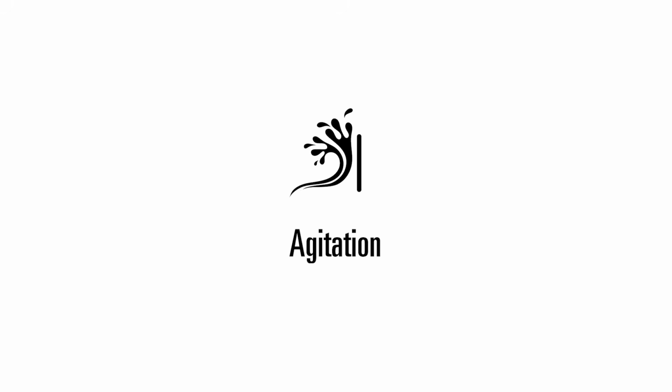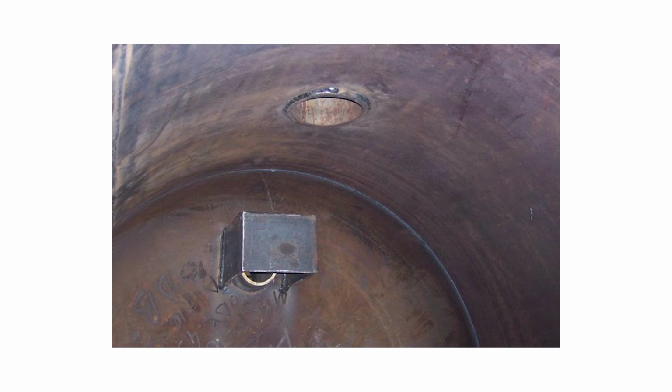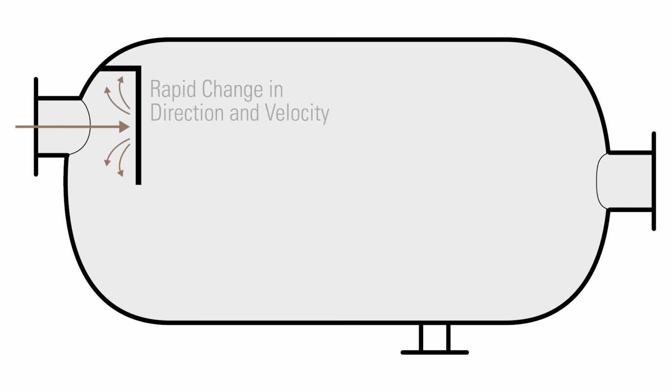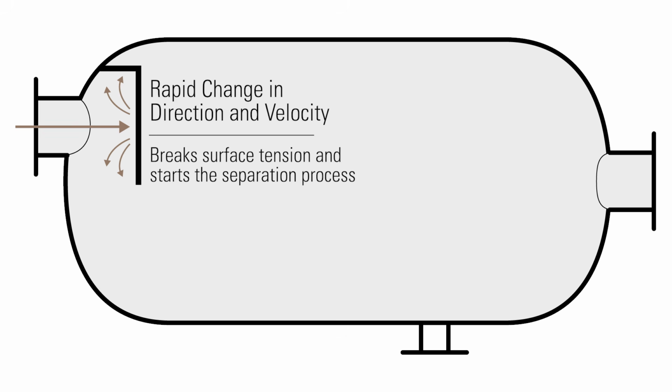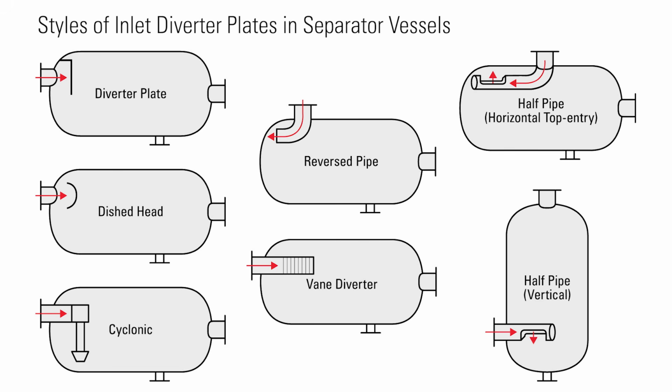Our fourth principle of separation is agitation. A production fluid is agitated when it hits the diverter plate at the inlet of a vessel. The sudden impact on the plate causes a rapid change in direction and velocity, which helps break the surface tension of the liquids and start the separation process. There are many styles of diverter plates and separators, and the choice will be made by the attributes and volume of the well stream.